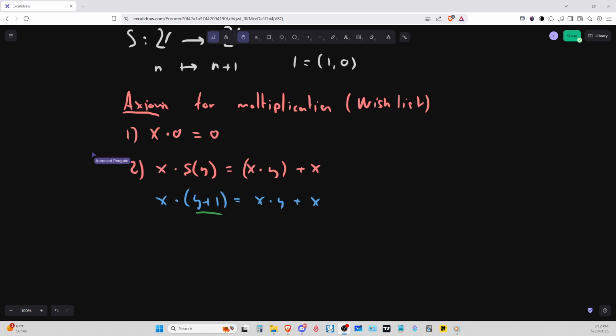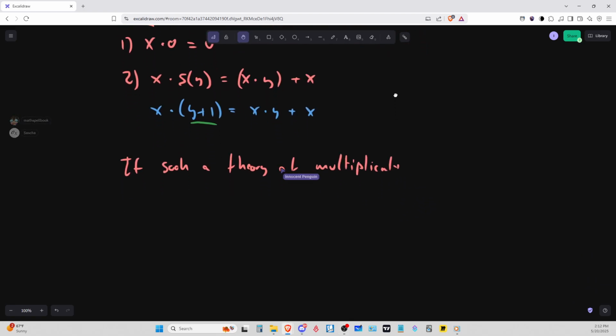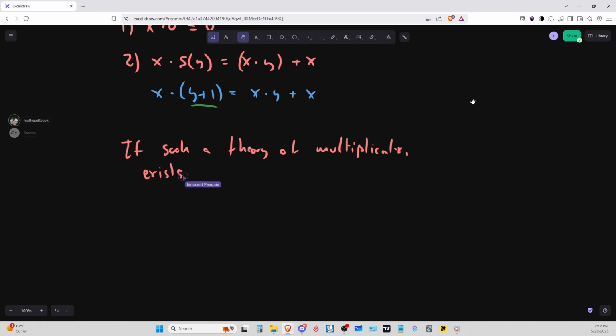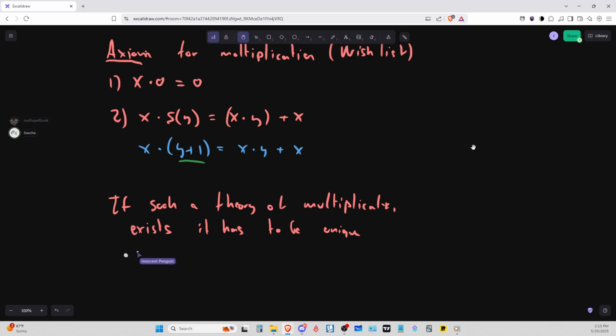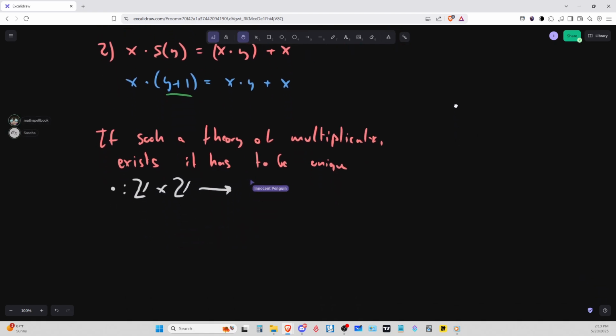Go on, Sascha. I will skip over some details, but I will assume the following fact: if such a theory of multiplication exists, it has to be unique. So if you think about multiplication, maybe we can write it with a little dot, because I usually write multiplication with a little dot. What it does is it's really a function, right? It takes two integers, which we can think of as an ordered pair, and gives you back an integer.